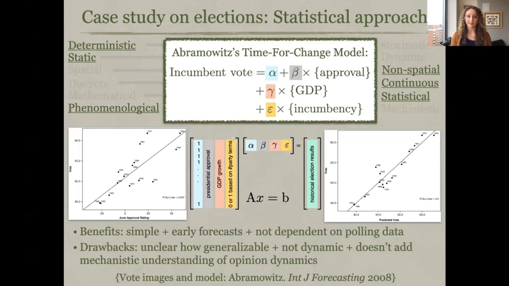So the benefit of this type of phenomenological, statistical, static approach is that it's quite simple, right? It also gives us the opportunity to make forecasts very early, where you don't have to wait for polling data to be available, and it's not dependent on that polling data, which we said already has issues associated with it. The drawback is that it's heavily reliant on the idea that the past is going to be the future. It's also not dynamic in any way, so we can't test how external events are impacting things. And it doesn't tell us anything about the mechanisms behind which people are actually forming their opinions.